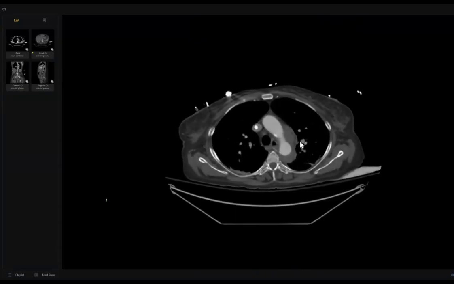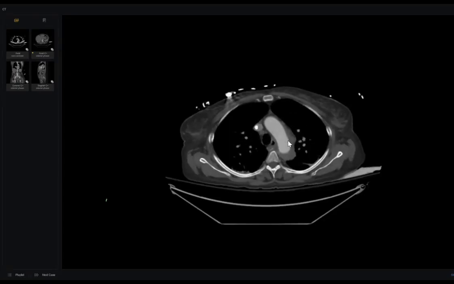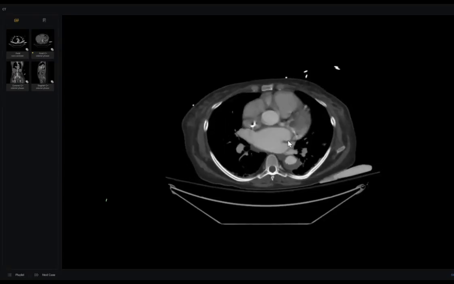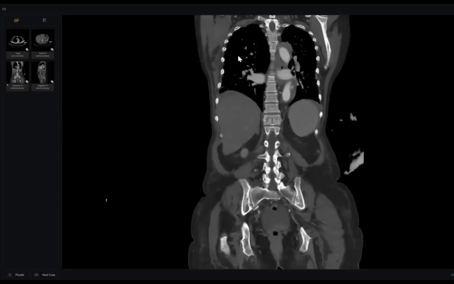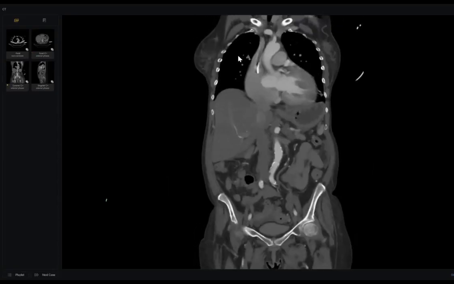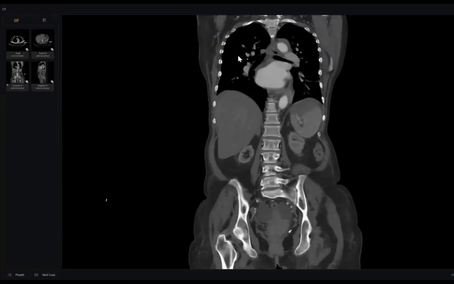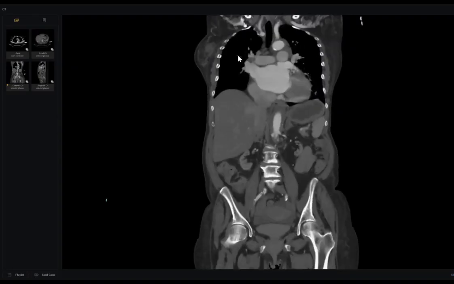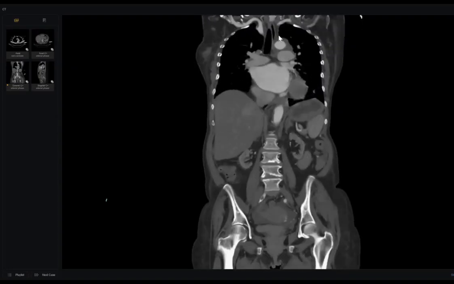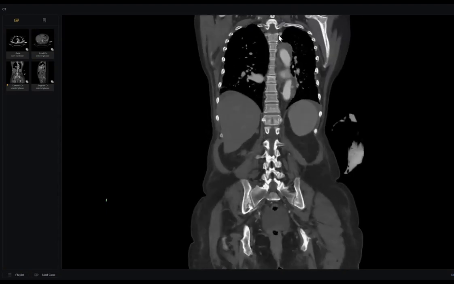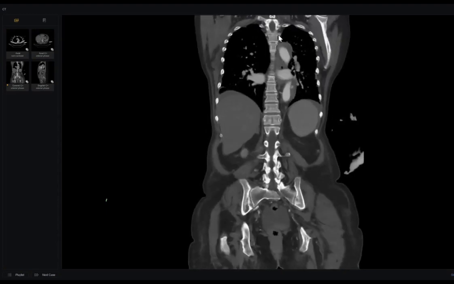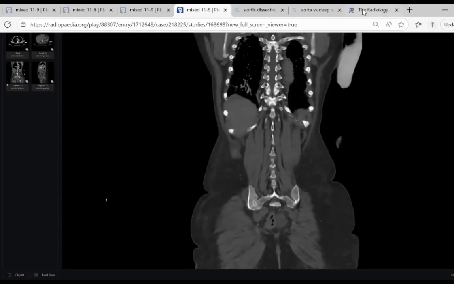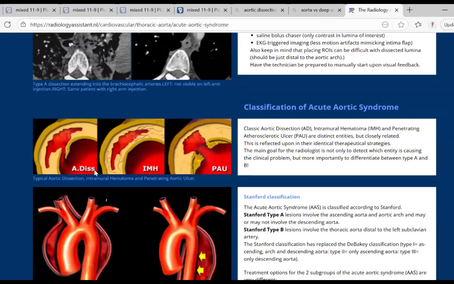It may take some part of the arch. Okay, I may agree with you, but this is not Stanford A at all. It does not involve the ascending aorta at all. It involves the descending aorta till the superior mesenteric, and maybe even part of the arch. It just starts after the left subclavian, so it is affecting the descending. Number three, I ask you one question: what is the difference between dissection? Could you see this new screen? Yes, sir.